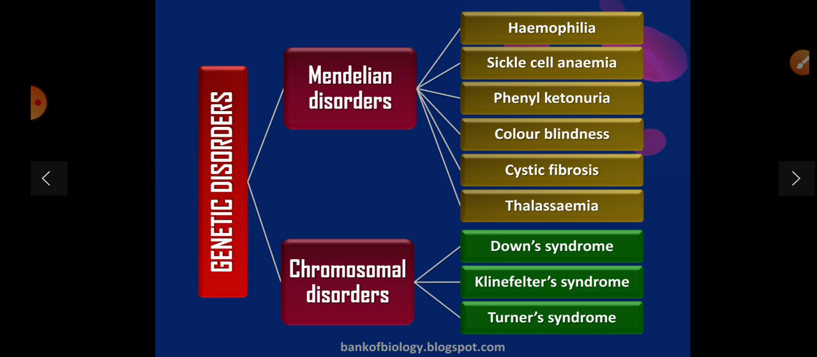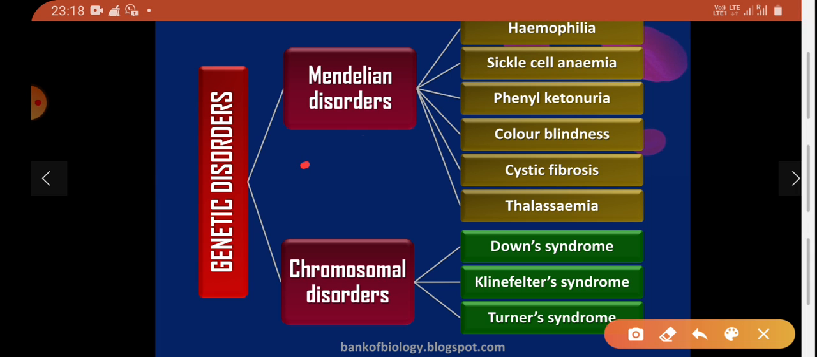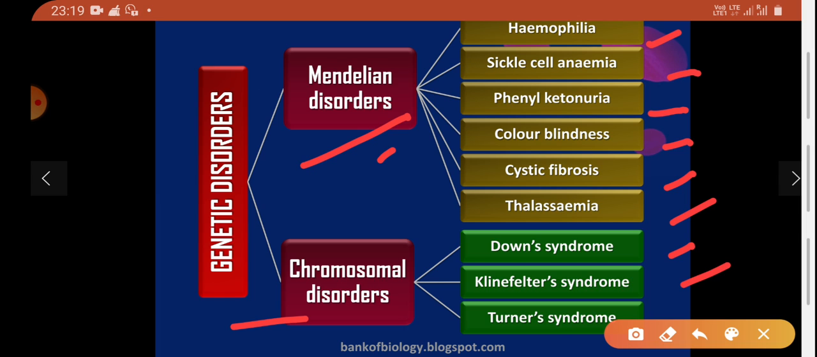Genetic disorders are divided into mainly two types, that is Mendelian and chromosomal disorders. These are examples of Mendelian disorders: hemophilia, sickle cell anemia, phenylketonuria, color blindness, cystic fibrosis, thalassemia. Chromosomal disorders include Down syndrome, Klinefelter syndrome, and Turner syndrome. Today we will mainly talk about Mendelian disorders.